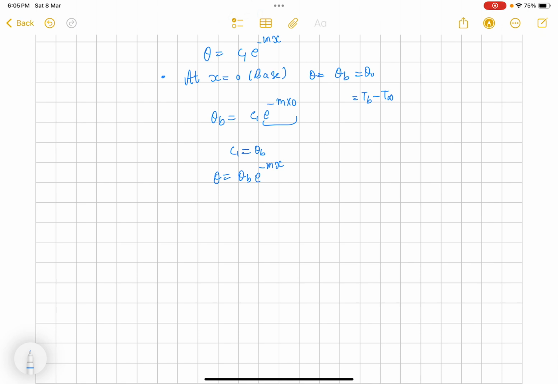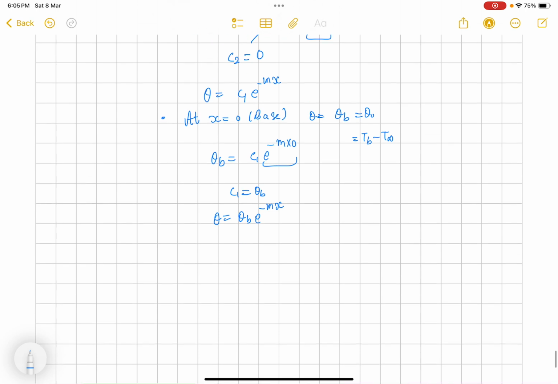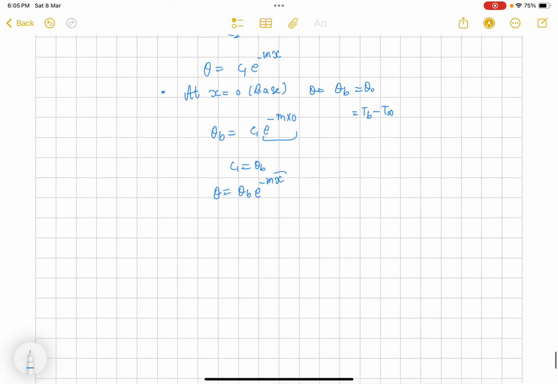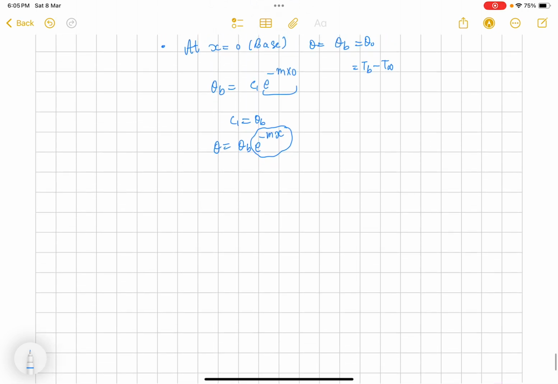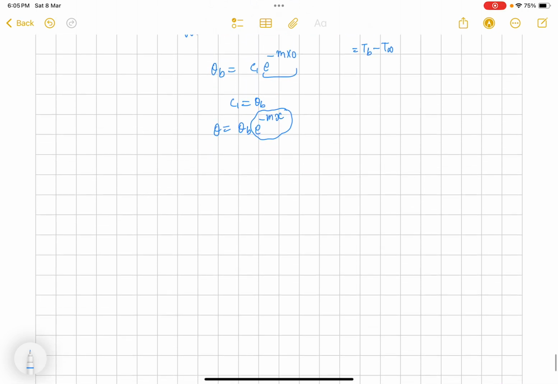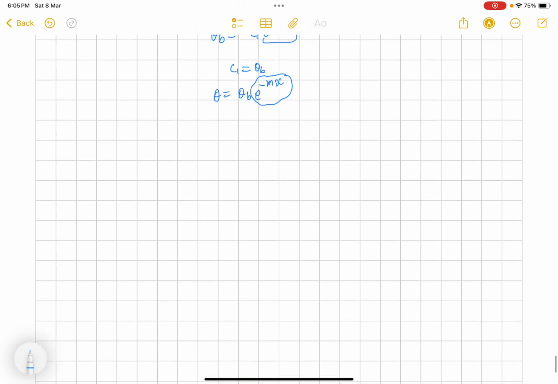So this is the temperature variation along the length of the fin, and it is an exponential variation along the length, right? And at x equal to infinity, this theta is 0, right? So we can write in terms of temperature, theta is nothing but T minus T infinity, and theta b is Tb minus T infinity, so T minus T infinity over Tb minus T infinity is equal to e power minus mx. So this is the temperature variation.